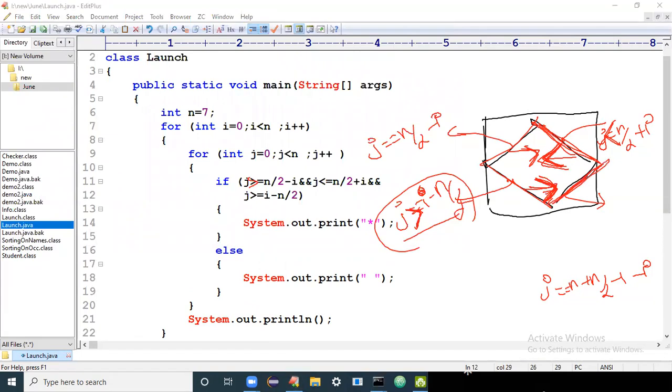From this line equation, should I print left side or right side? I have to print left side here. So copy this symbol left side and paste it here. So j is less than or equals to n plus n by 2 minus 1 minus I. Okay, and j is less than or equals to n plus n by 2 minus 1 minus I.